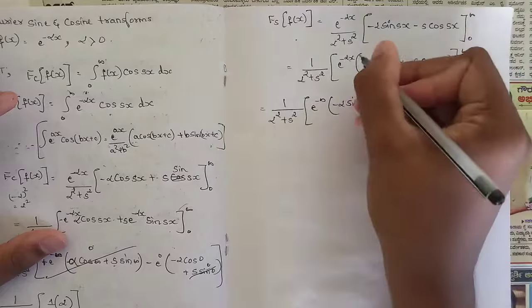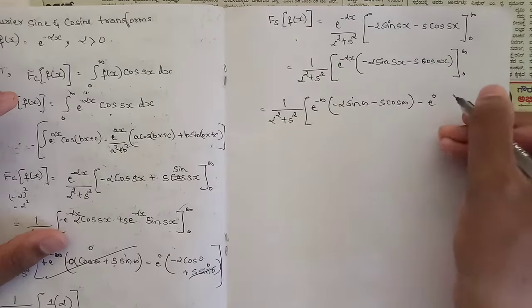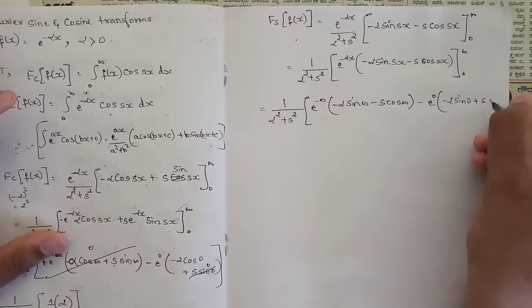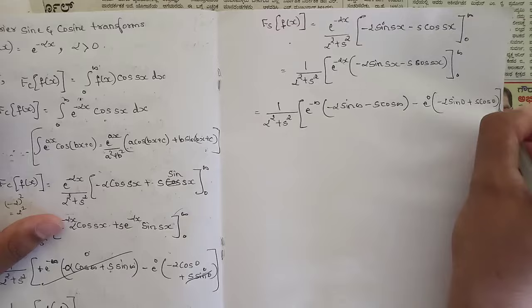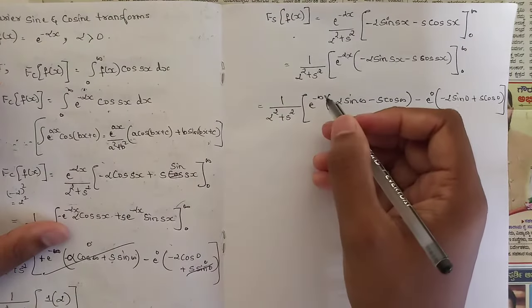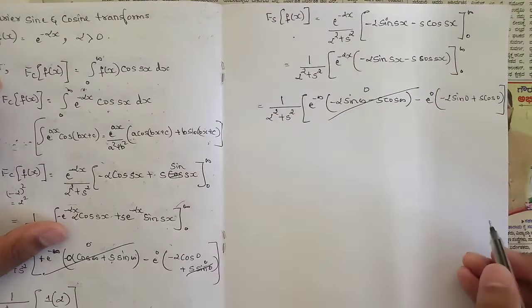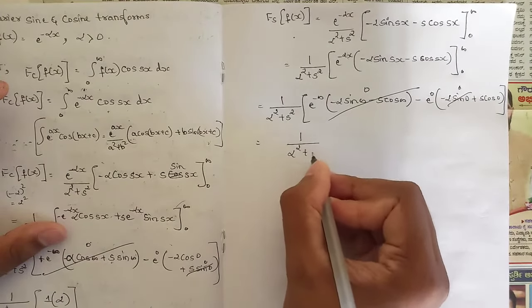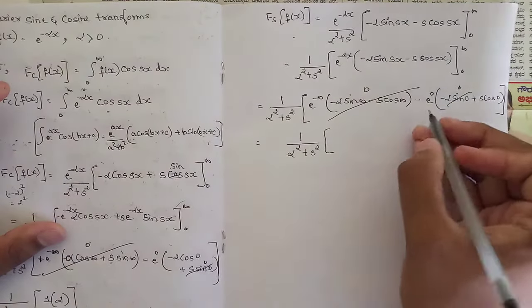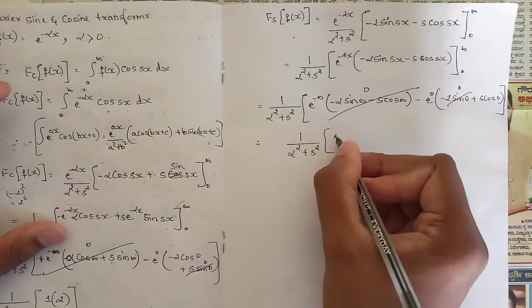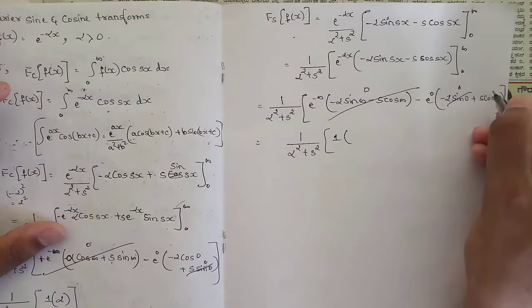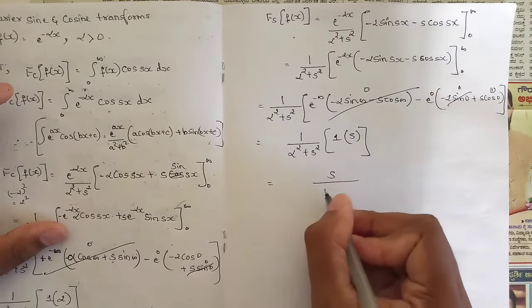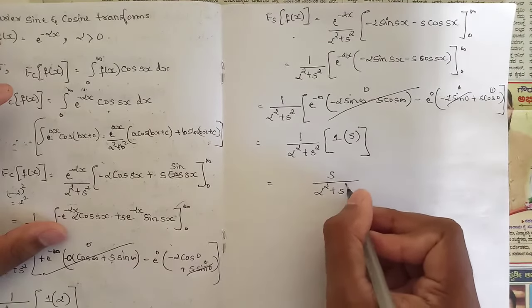Minus e to the power, again x is replaced by 0, the lower limit, so it is e to the power 0, into minus alpha sin 0 plus s cos 0. So here e to the power minus infinity is 0, so this whole term is 0, and sine 0 is 0. So the remaining terms here are 1 by alpha square plus s square, minus into minus is plus, and e power 0 is 1, and s into cos 0. Here cos 0 is also 1, so the remaining term is s. So the final answer which we get is s by alpha square plus s square.